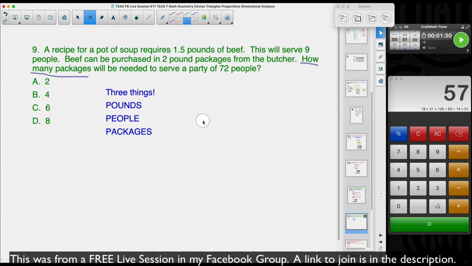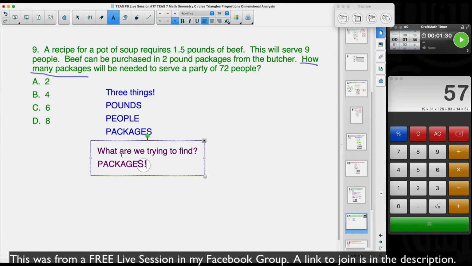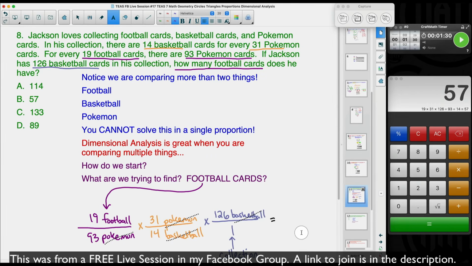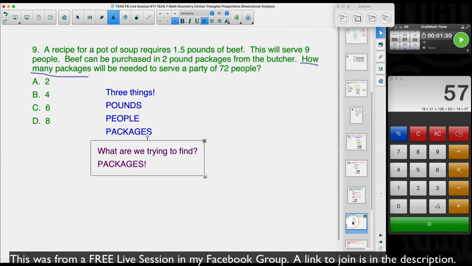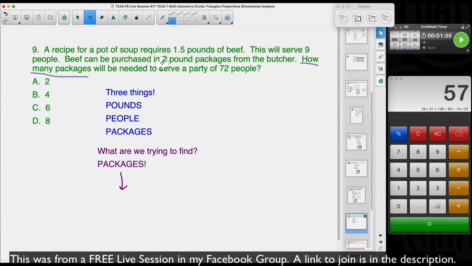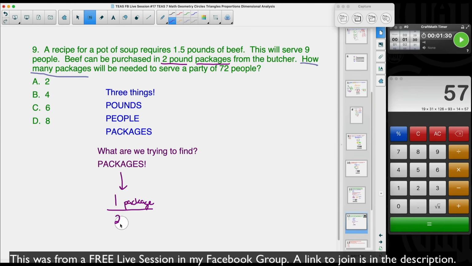So, just like a while ago, what are we trying to find? We're trying to find packages. So guess what I'm going to do? I'm going to treat it no different. Honestly, y'all, no different than football, Pokemon, and basketball. I know it don't have a daggone thing in common with it, but what I want y'all to see are the three things, the multiple things. So what do we know about packages, y'all? We know that the packages are 2 pounds. So watch what I'm going to do right here. I'm going to write 1 package over 2 pounds.